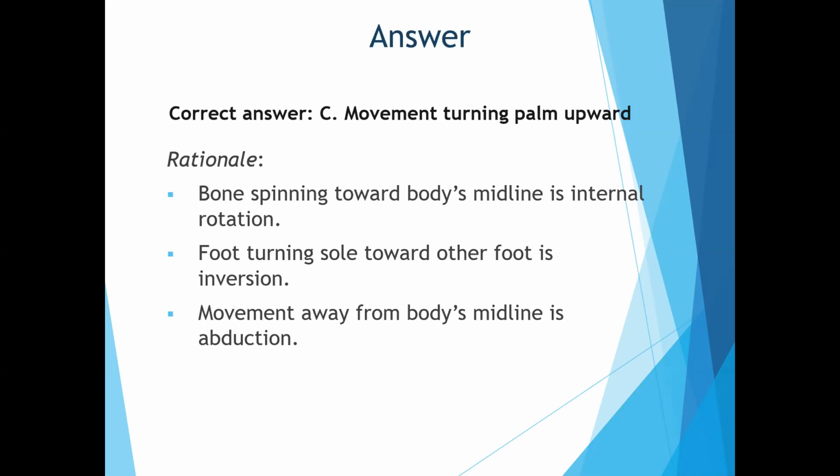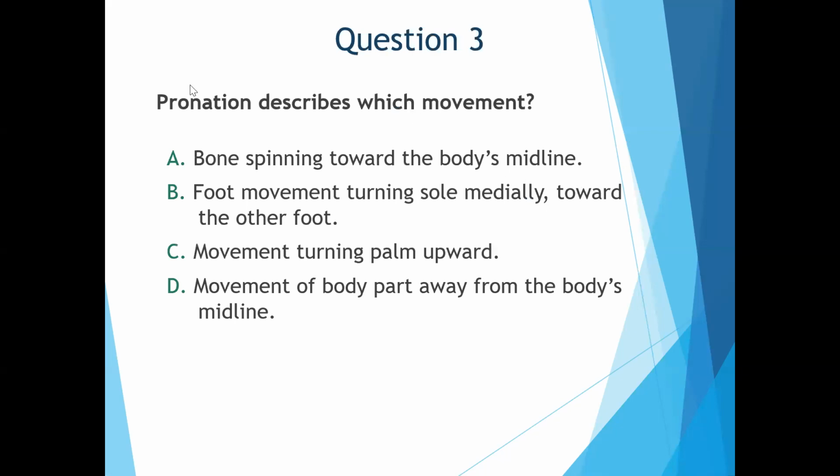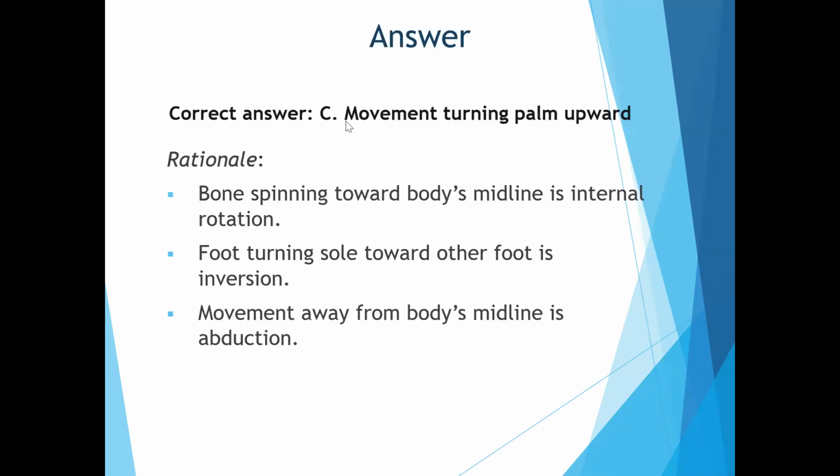The answer is C, the movement turning the palm upward, and I realized I accidentally put pronation. So I'll fix that in the slides that I upload. This should be supination. So this describes supination, movement turning the palm upward. Pronation would be turning the palm downwards. So bone spinning towards the body's midline is internal rotation. The sole or the big toe going towards the other foot is inversion. And remember, movement away from the midline is abduction.